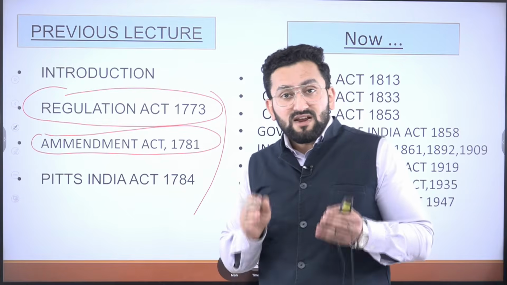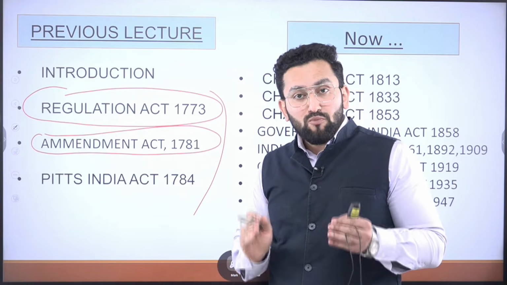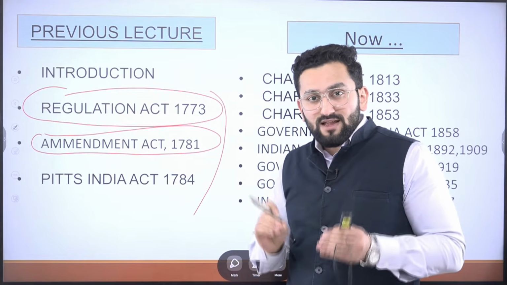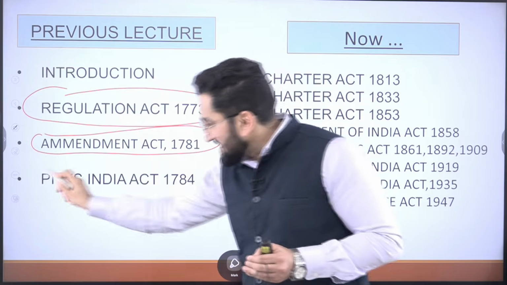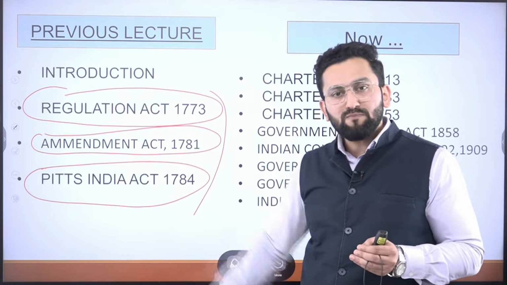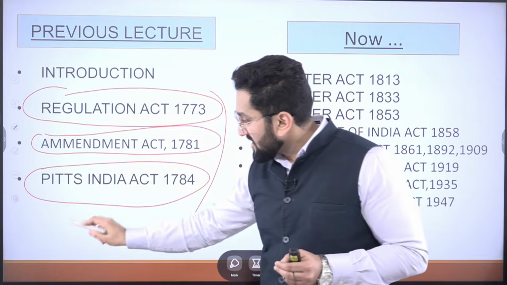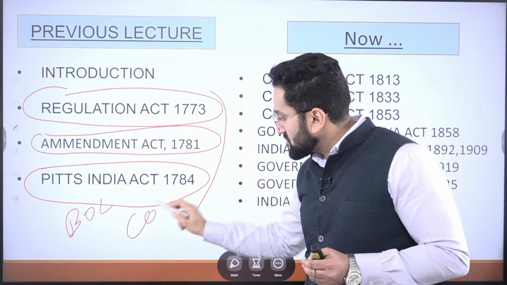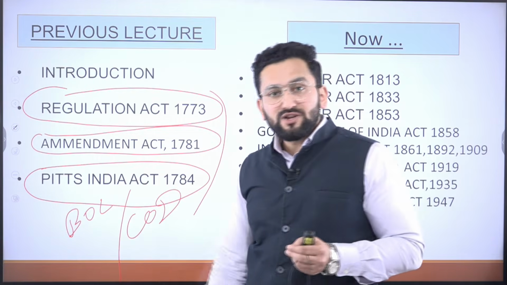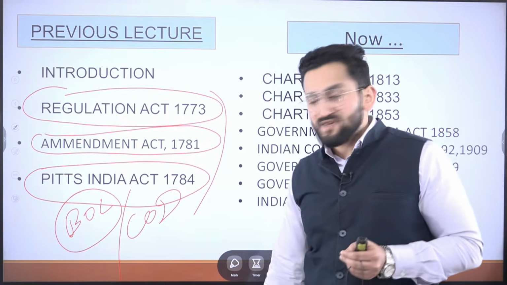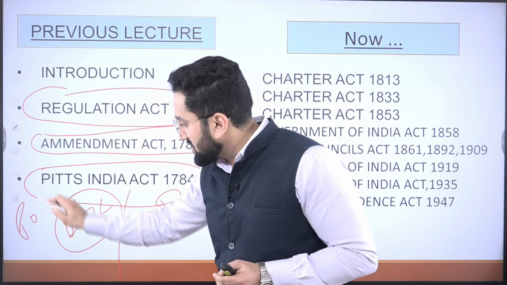But still, the English East India Company was not cooperating with the British Empire. And that is why, to tell them who is the real boss, Pitt's India Act 1784 came into being. Pitt, then Prime Minister of Britain, led to the categorization of the functions of the English East India Company into two parts. It means the Board of Control, which was responsible for political functions.